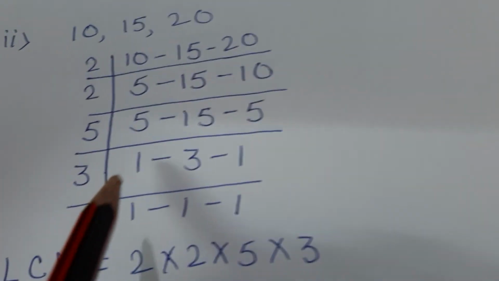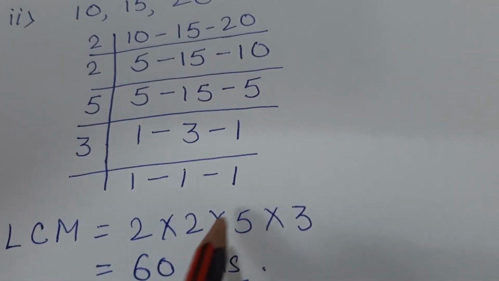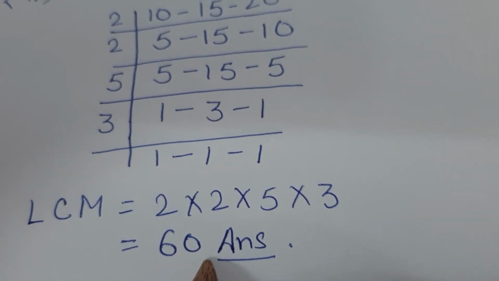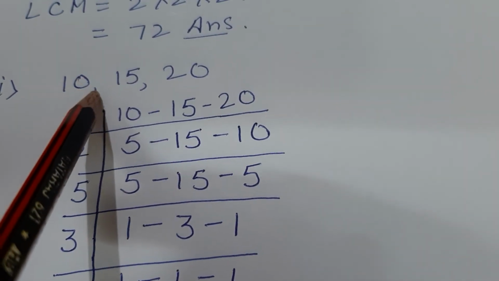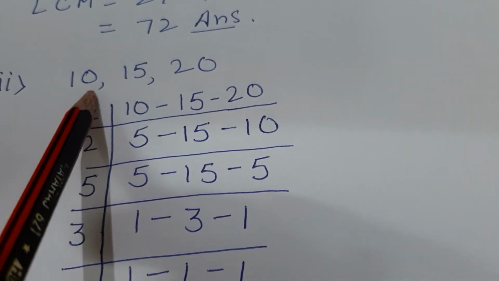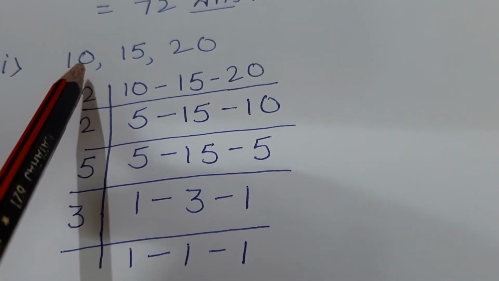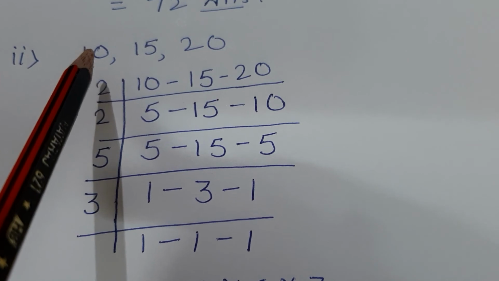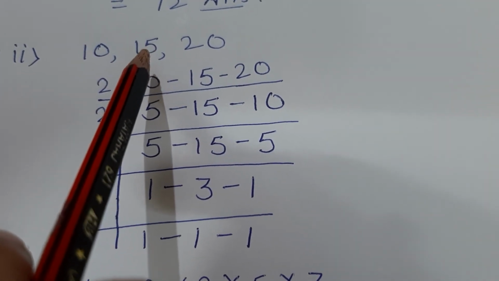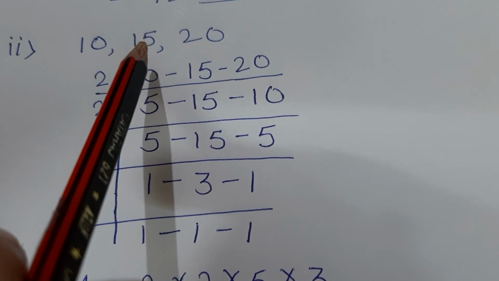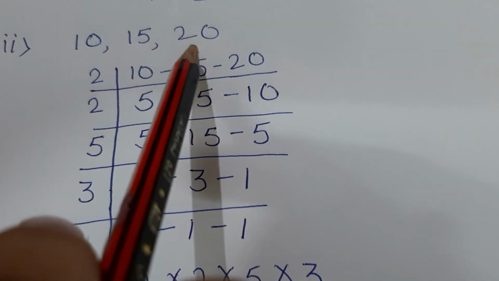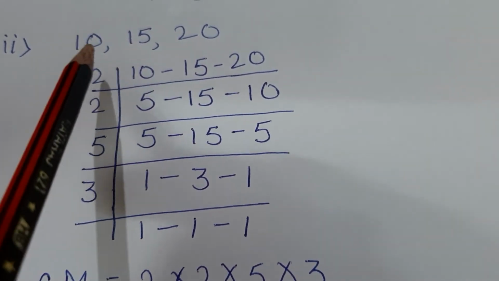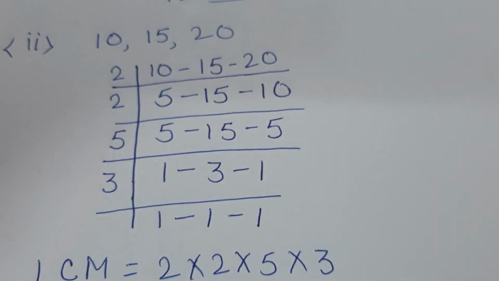So the LCM is 2 into 2 into 5 into 3, that is 60. It means 60 is the least common multiple, the smallest common multiple. Now you know these tables. See, 10 ones are 10, 10 twos are 20, 10 threes are 30, 10 fours are 40, 10 fives are 50, 10 sixes are 60. 15 ones are 15, 15 twos are 30, 15 threes are 45, 15 fours are 60. 20 ones are 20, 20 twos are 40, 20 threes are 60. Now you see, 60 is the very first common multiple among these three numbers.